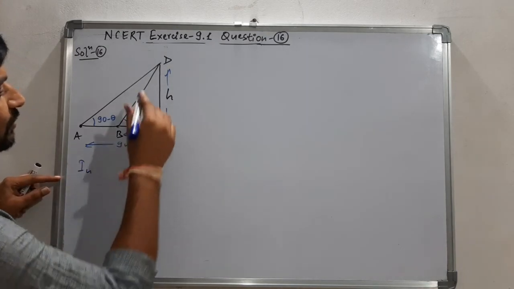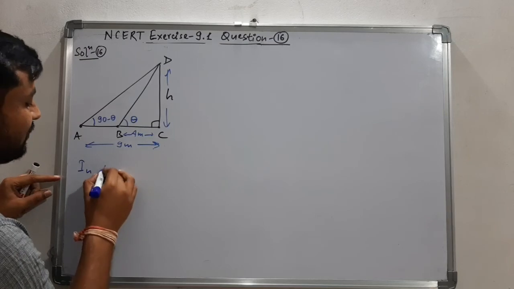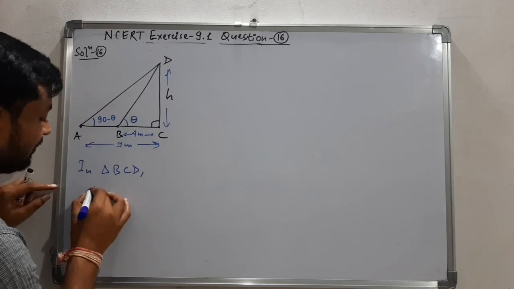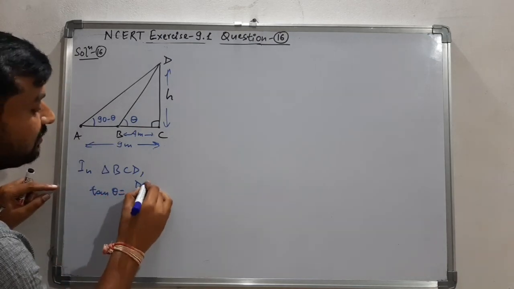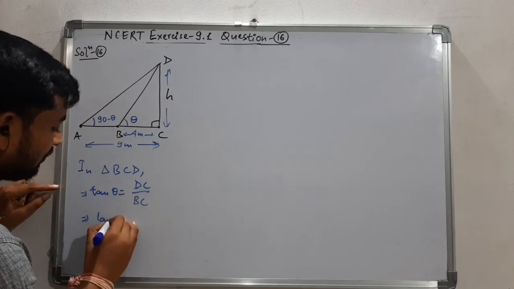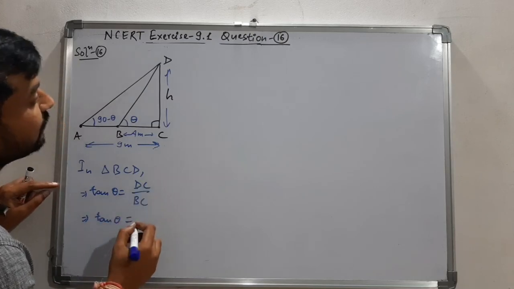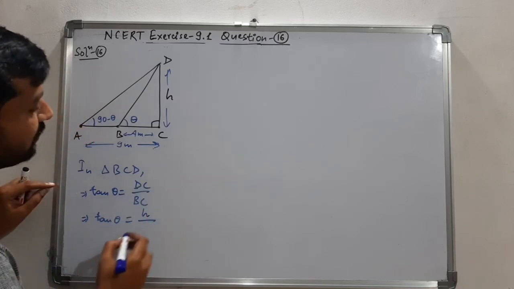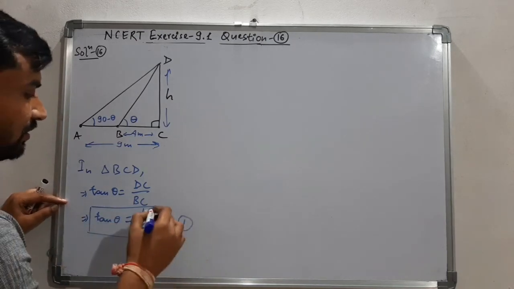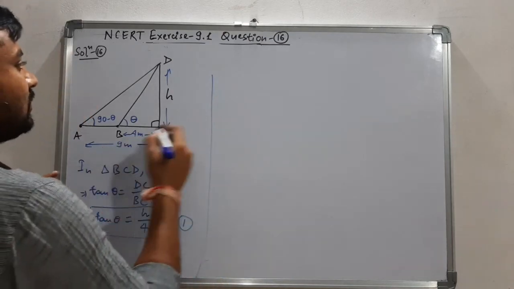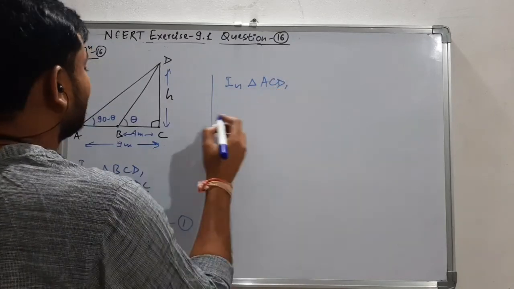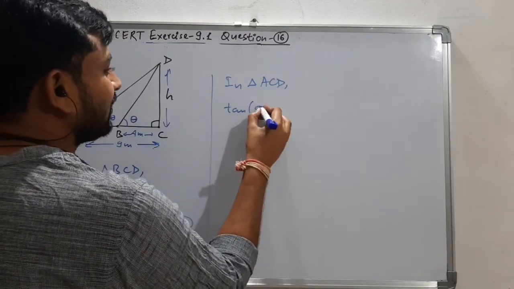In the first equation we consider triangle BCD. So tan theta in this situation is DC upon BC. So tan theta is equal to, DC is h, which I have assumed here, and BC is 4. This is our equation 1. Then come to the other triangle, that is triangle ACD. In triangle ACD, the angle here is 90 minus theta.